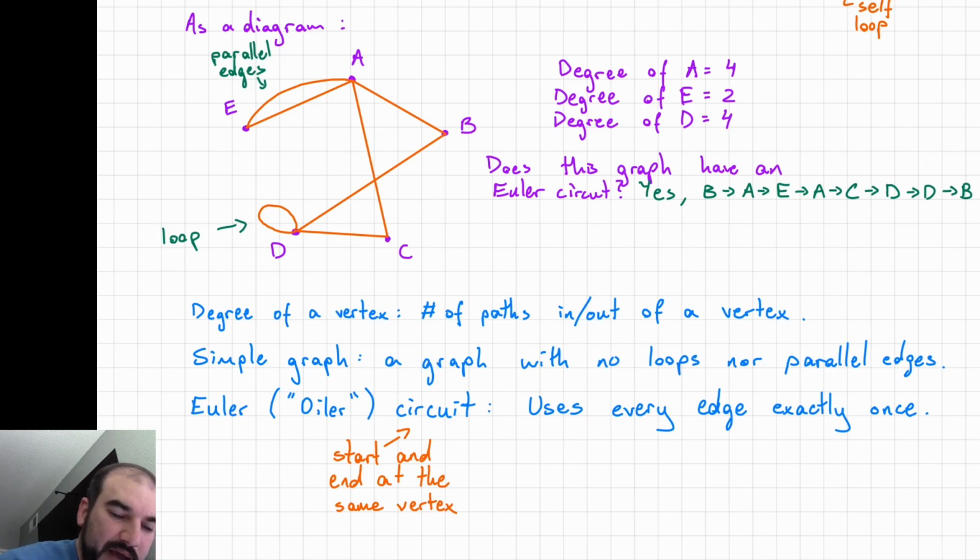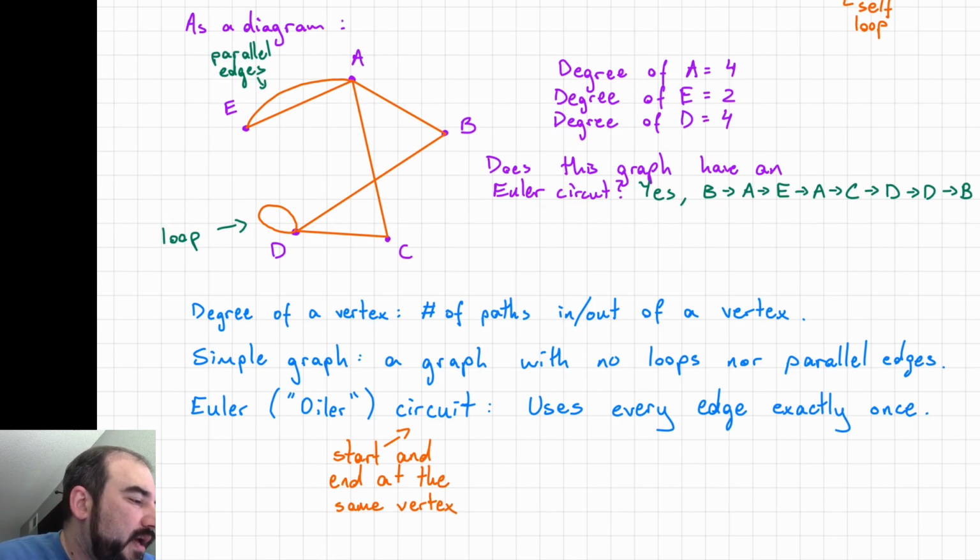So as long as you have a sequence of vertices that are visited, starting at a vertex and ending at the same vertex, and along this path no edge was used more than once, then this is an example of how to represent an Euler circuit.